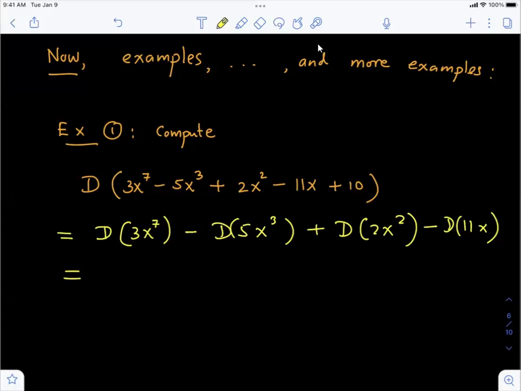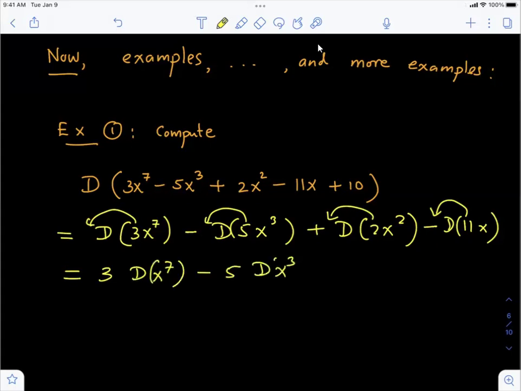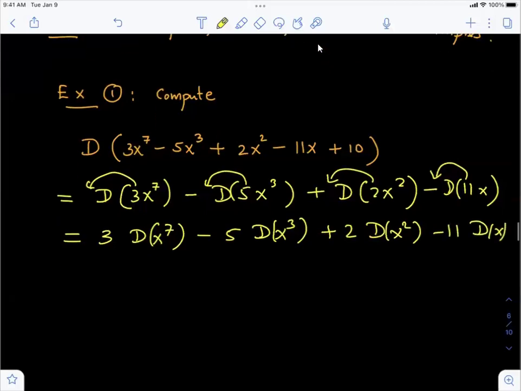And then when I compute the derivative here, I can take these constants out. Do you see the linearity property can be applied multiple times? So 3 times the derivative of x to the 7 minus 5 times the derivative of x cubed plus 2 times the derivative of x square and minus 11 times the derivative of x. Now let's do this. 3 times the derivative of x to the 7. This is by the power rule. So 7 x to the 7 minus 1. So that's going to be 6.